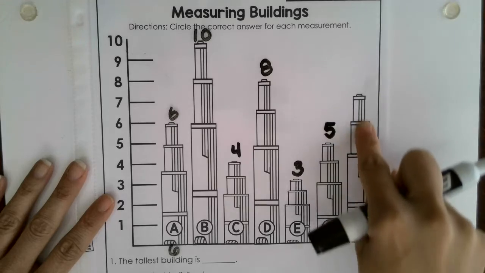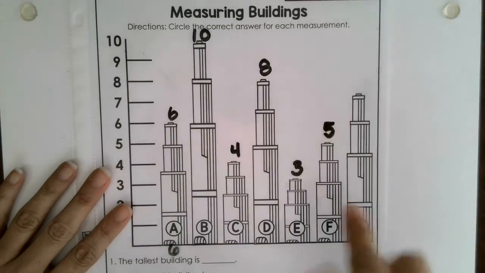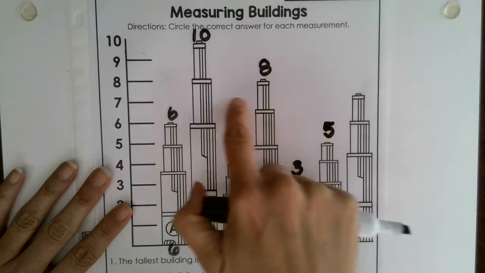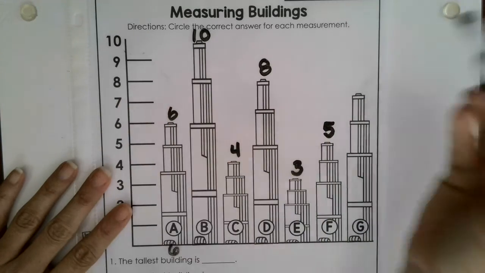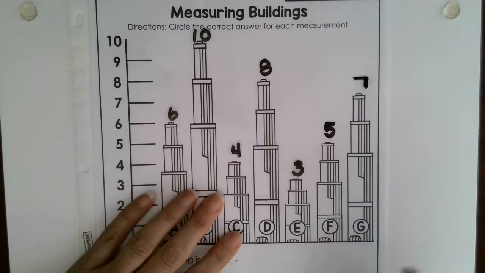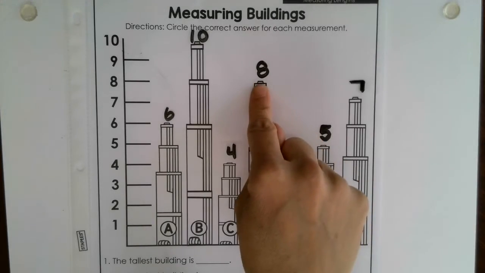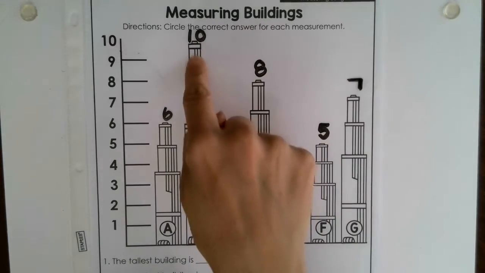And then building G, well, to the 7. So you can see by writing it at the top, I can quickly, if I said, hey, how tall is building D? You just have to jump over and say 8. How about building B? 10.